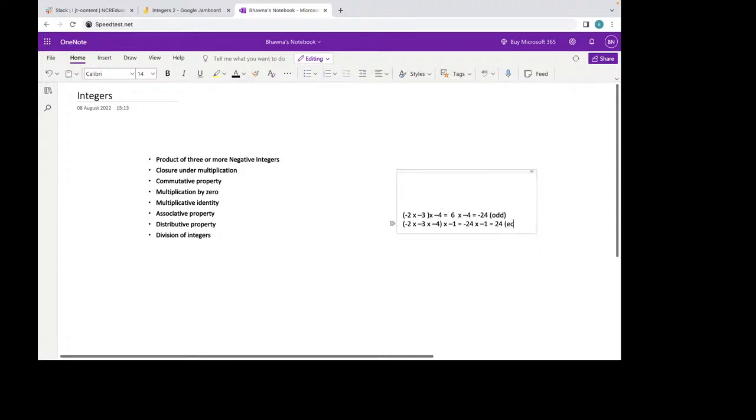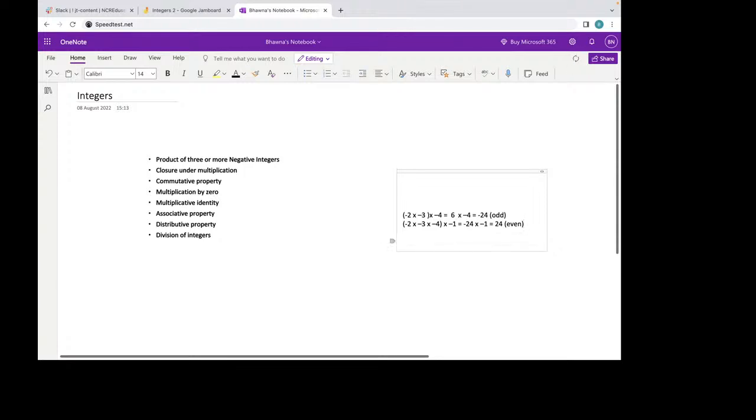So I have observed that when I multiplied 3 integers, that is, when the number of multipliers is odd, we get a negative integer as a product. But when the number of multipliers is even, we get a positive integer as a product. So I hope this is clear to all of you.